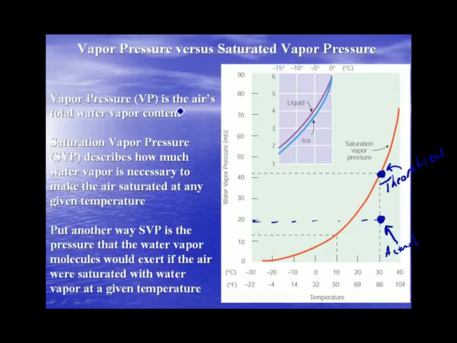Vapor pressure. It's the air's total vapor content. In other words, I'm saying that the vapor pressure, that's how much is actually in this air parcel. And then I can describe it in terms of saturation vapor pressure: how much water vapor is necessary to make the air saturated at any given temperature. At this point here, the air is saturated because it's intersecting this saturation vapor pressure curve.